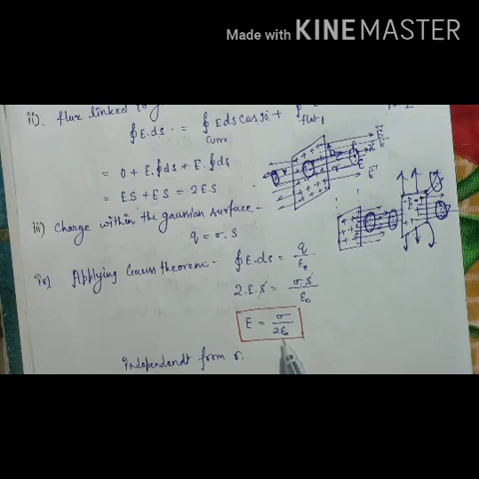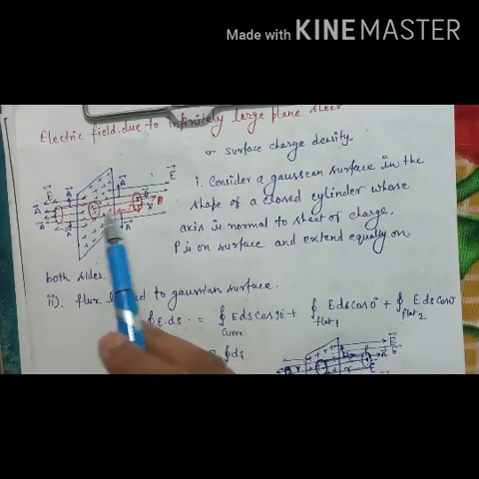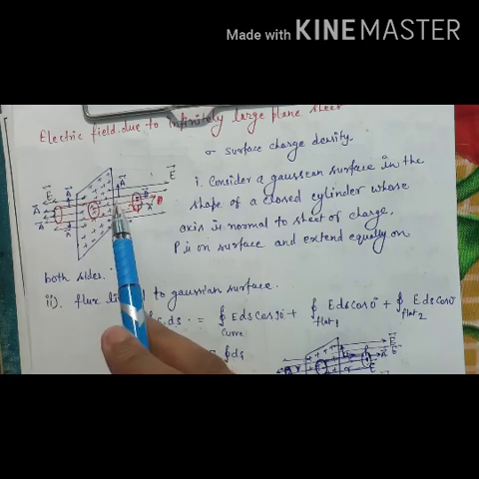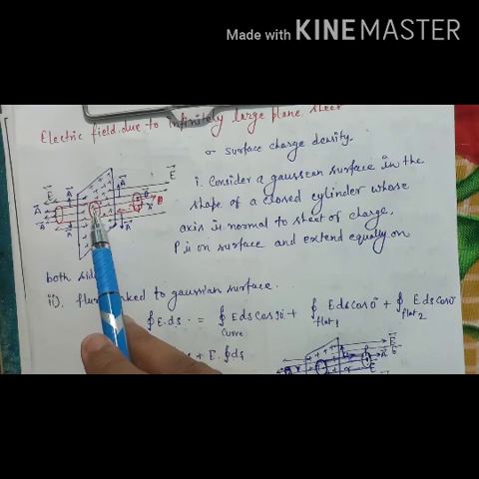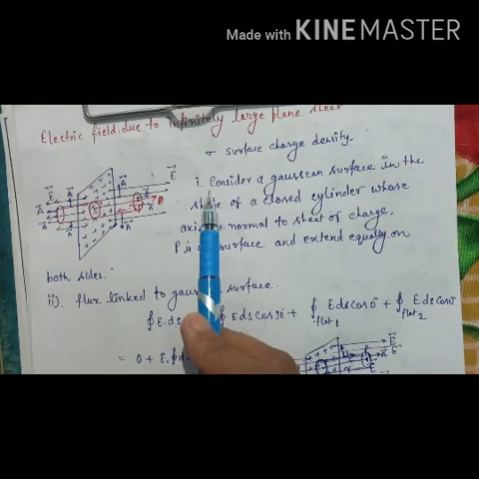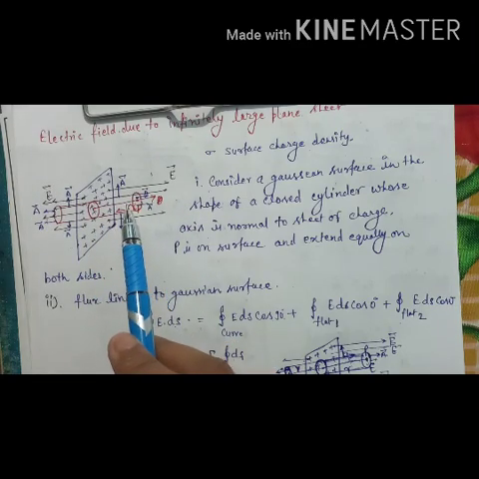Why is it important? This formula is independent of r, where r is the distance from this point to this point. So here distance does not matter. Whatever the electric field intensity here and at other positions, everywhere the electric field intensity will be the same. It does not depend on r.